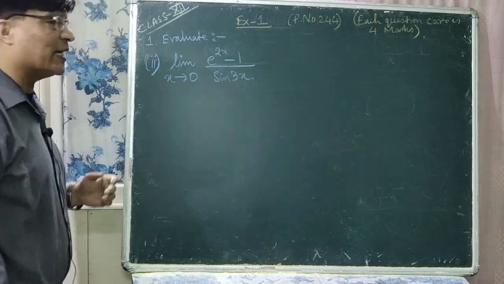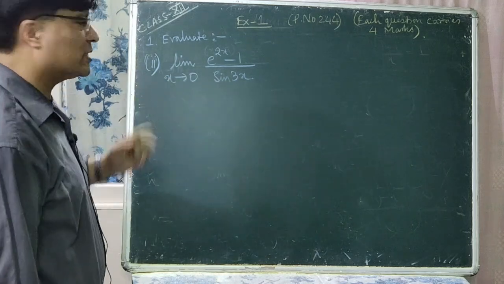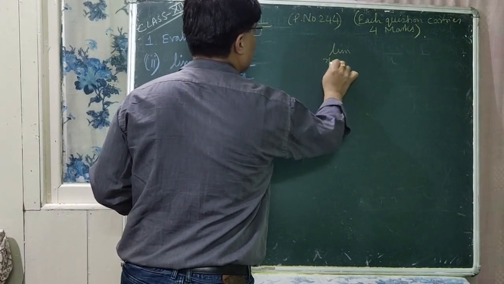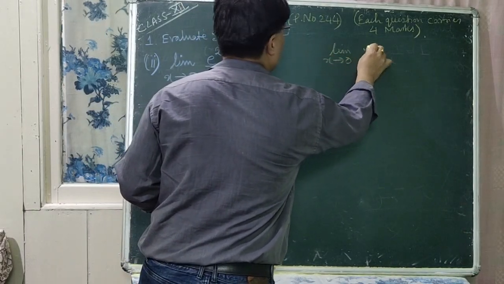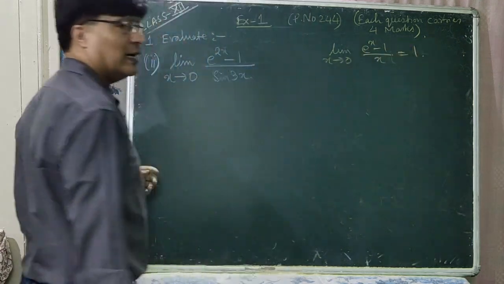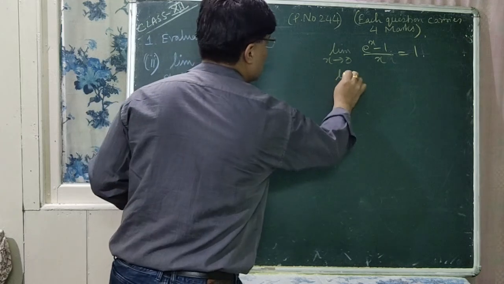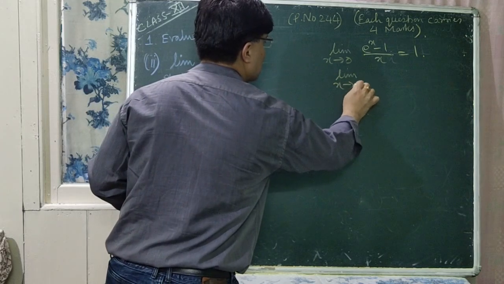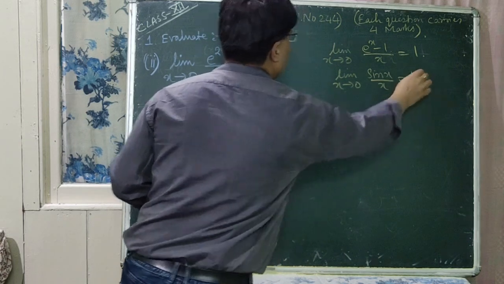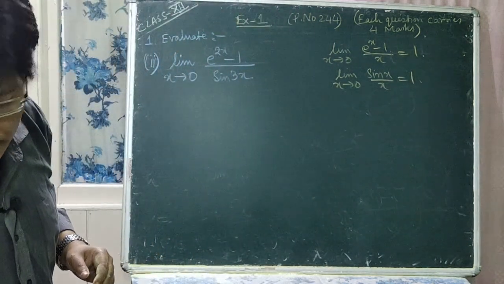Now in this case we can use two standard limits. One is limit x tends to 0, (e to the power x minus 1) divided by x, is equal to 1. And what is the other one? That is limit x tends to 0, sin x by x, which is also 1. Is that clear?